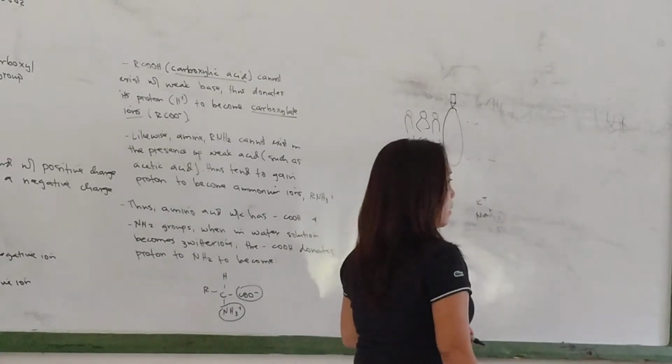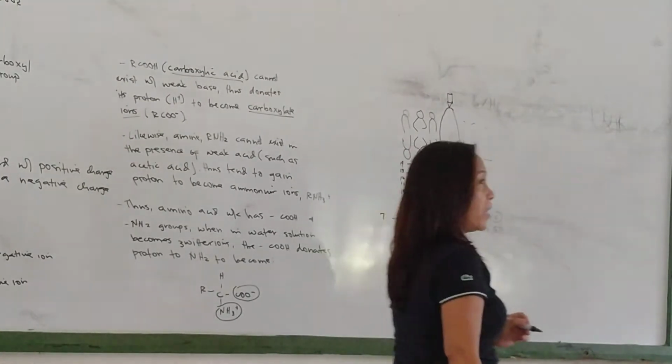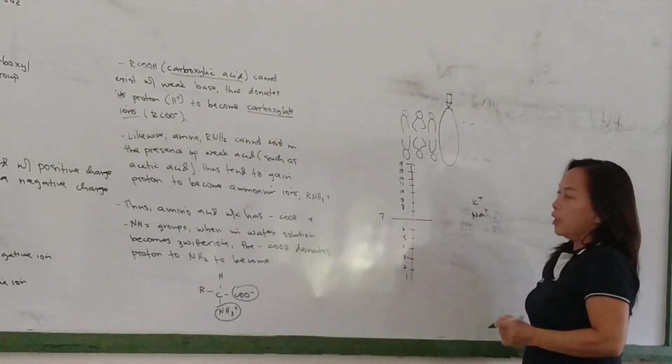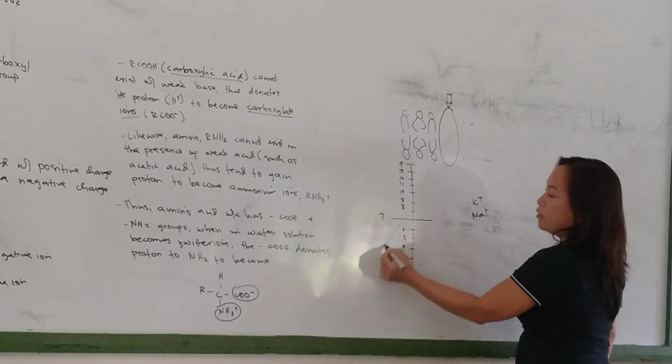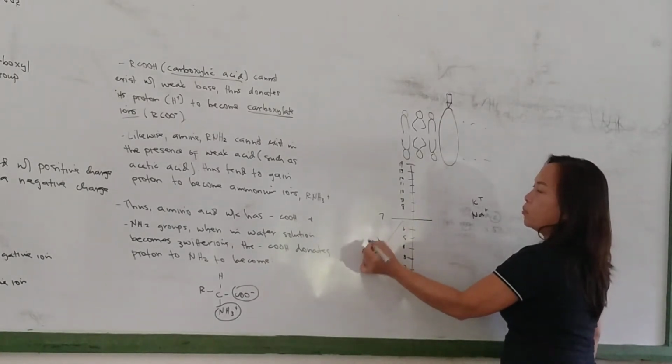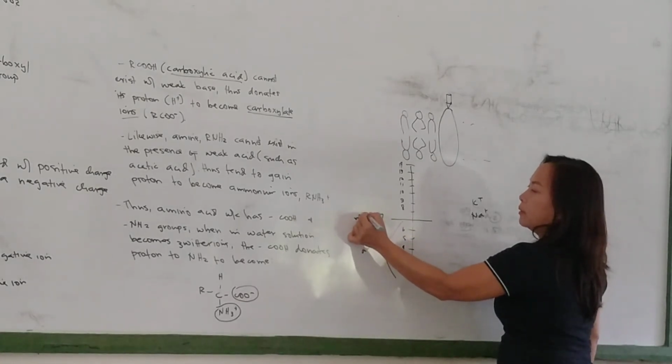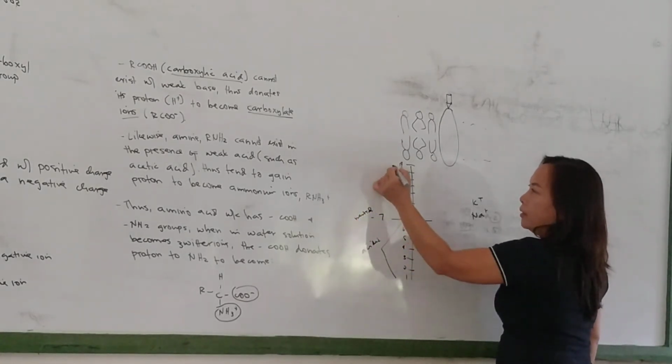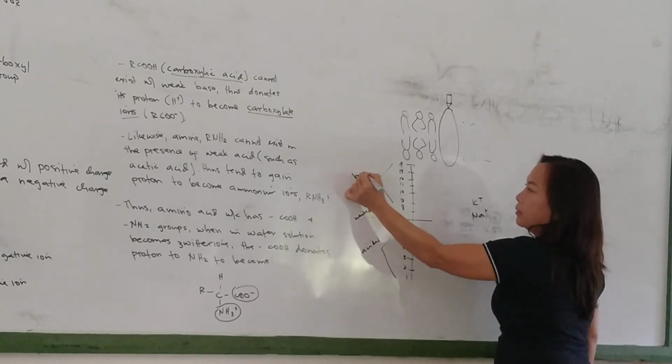Say, this is now the reading of the pH meter. If the reading falls below 7, meaning it is acidic. This one is neutral, like water. And then this one is basic.